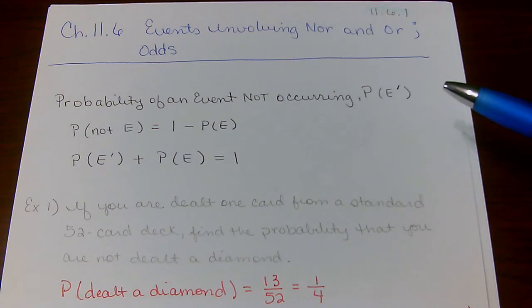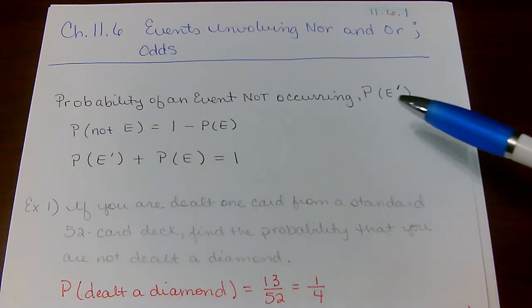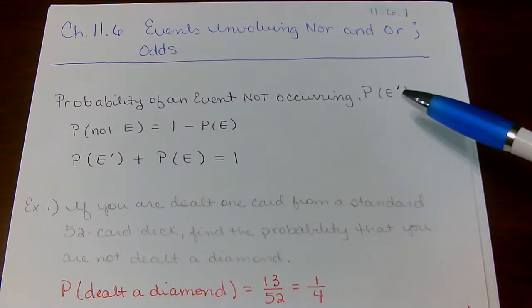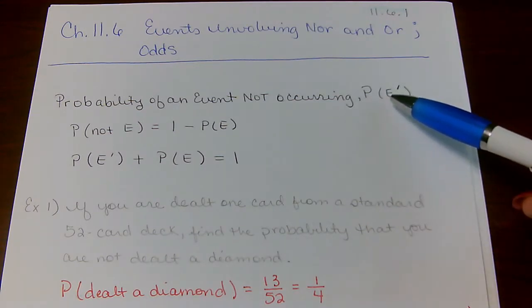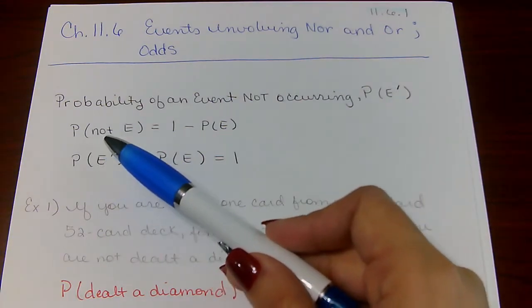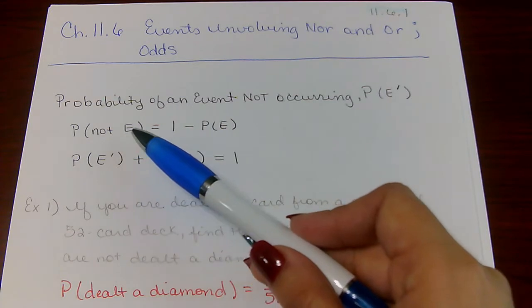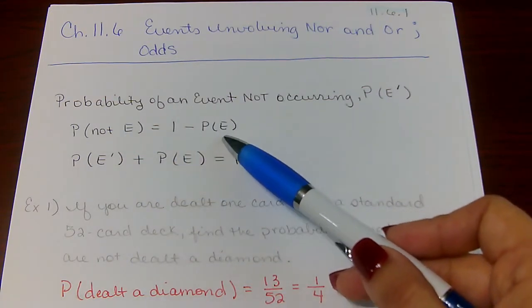The first part here is the probability of an event not occurring is notated as the probability of E not. If you remember from the previous unit, this little notation, the complement, means it is the opposite of. The probability of not E is going to be equal to 1 minus the probability that E occurs.